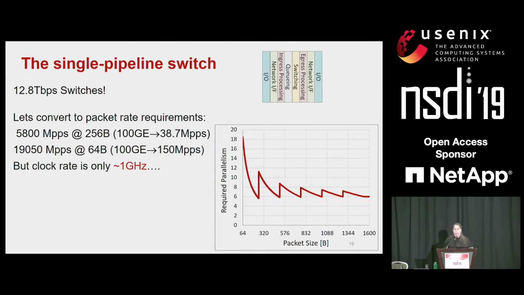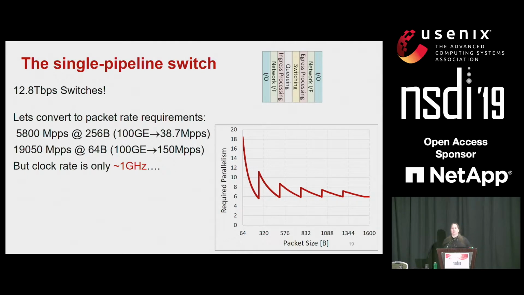And to illustrate that, look at the graph. It's hard to point to it from here, but as I'm starting from 64 bytes and need to process about 19 billion packets, and at 256 bytes, I need to process about 6 packets every clock cycle. Then at 257 bytes, I'll need again to be able to process about twice this number. And every time that I reach a misalignment point, the requirement for parallelism will grow again.